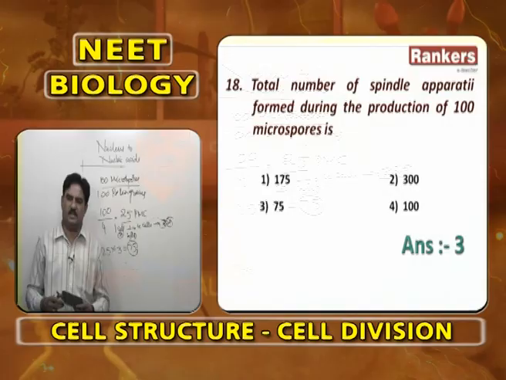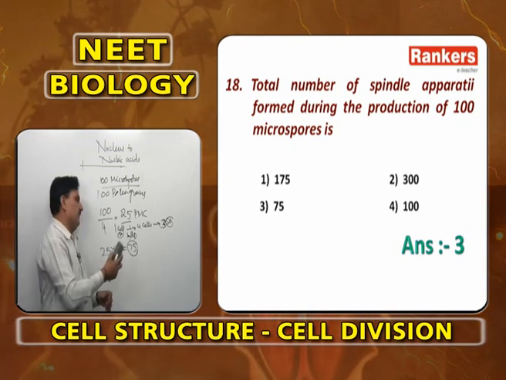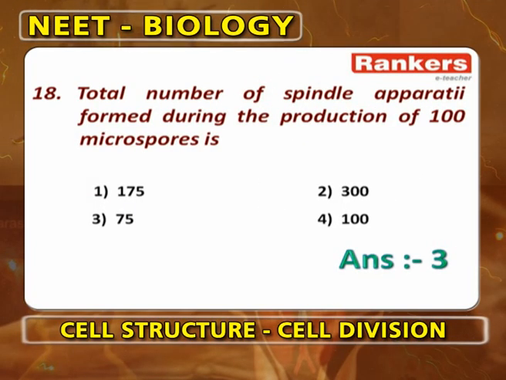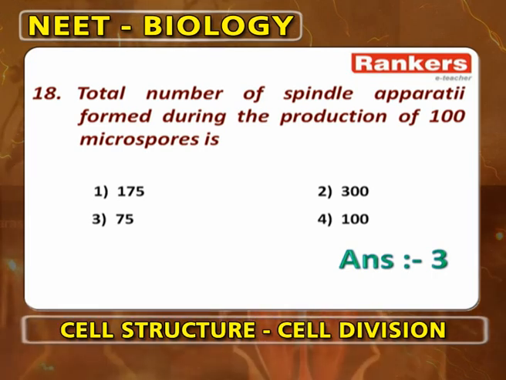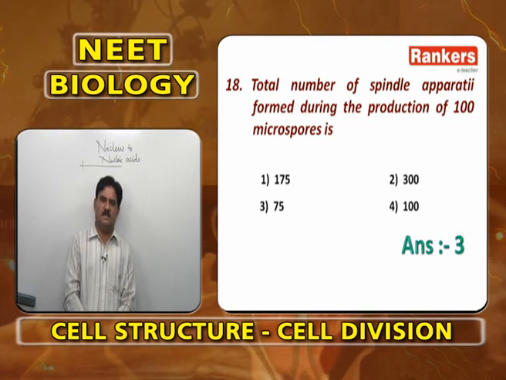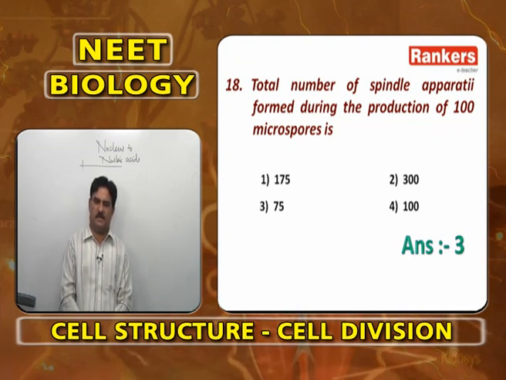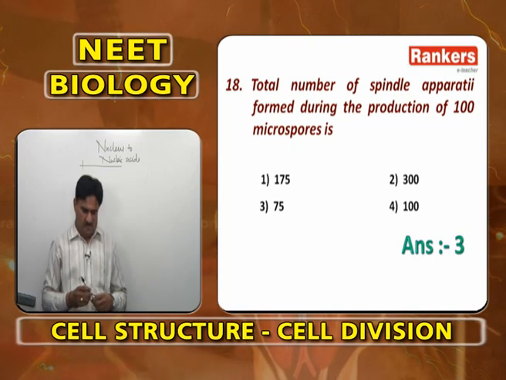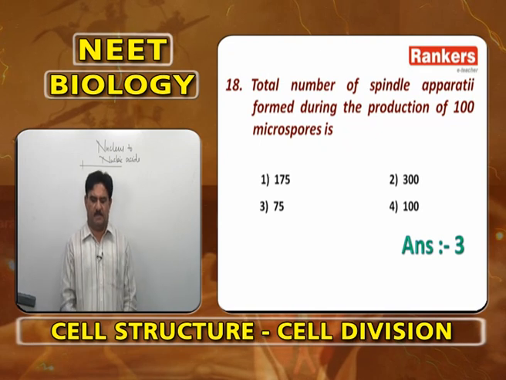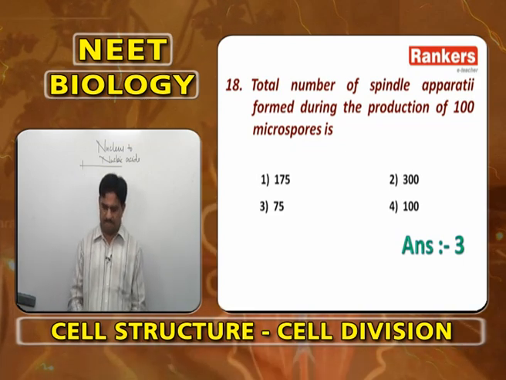So, the total number of spindle apparati formed during the production of 100 microspores is 75. Why? For the formation of 100 microspores or 100 pollen grains, the total number of pollen mother cells required, we use the concept 100 by 4, 25 pollen mother cells. One pollen mother cell to produce 4 pollen grains shows 3 times spindle fiber formation or 3 spindle apparati formation. For 25 pollen mother cells to produce 100 pollen grains, the total number of spindle apparati formed is 25 into 3, that is 75. So, answer is 3.